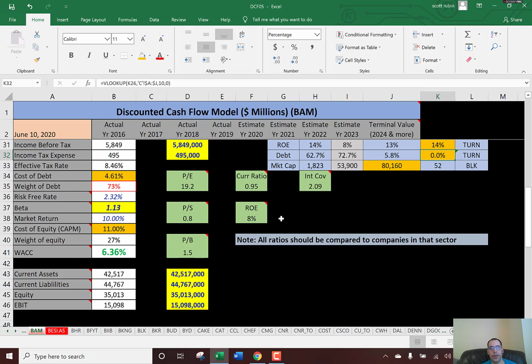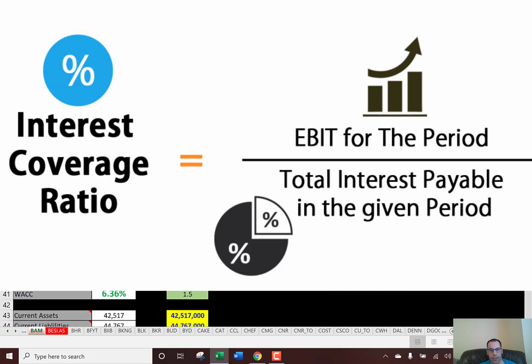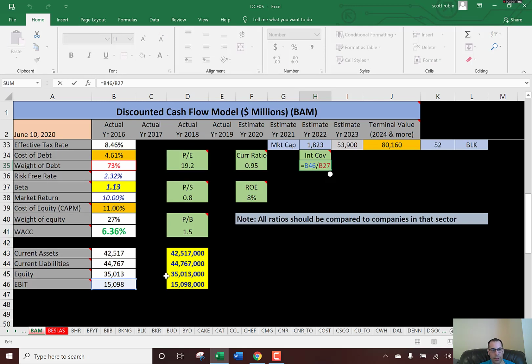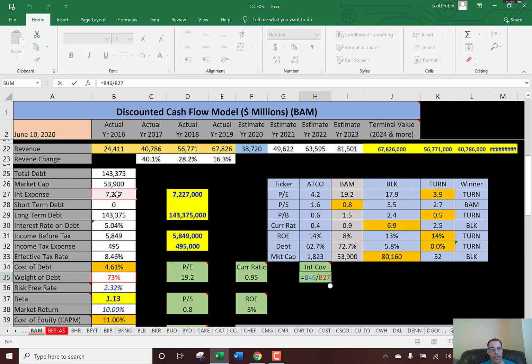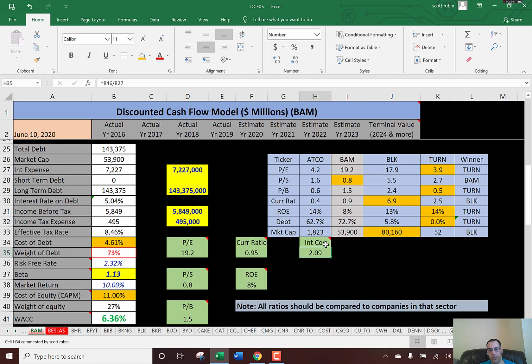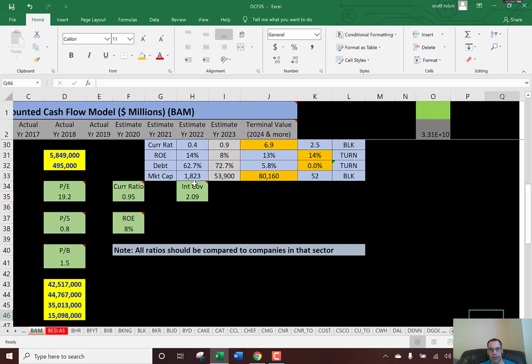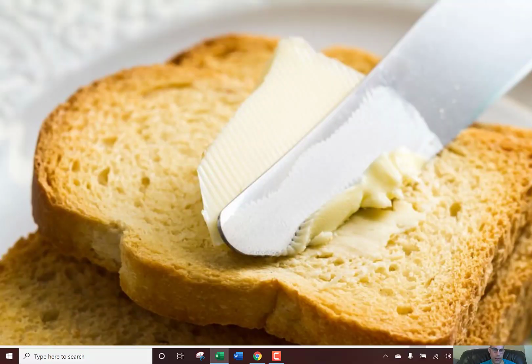Let's look at their interest coverage ratio. This is a good indicator of default risk, because what it is, I'll show you. It's your EBIT, which is your operating income, divided by your interest expense, the interest you pay on your debt. So they can cover it twice, the interest coverage ratio. So that's not a great spread. I mean, it's not too bad. At least they can cover their interest payments.